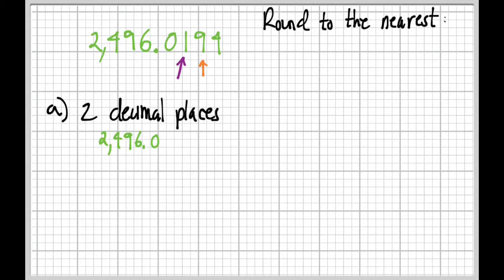So we write everything before the 1. And since this is a 9, we're going to move it up 1. It's going to become a 2. Okay, and we don't need any numbers afterwards, so that's the answer.